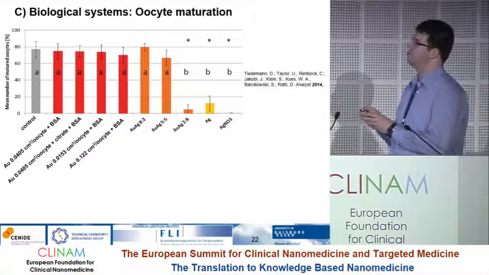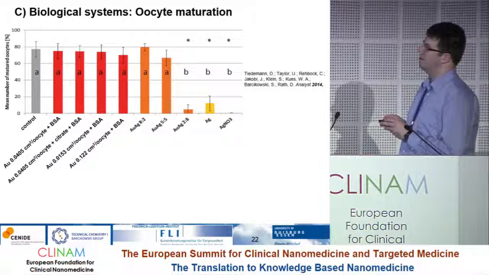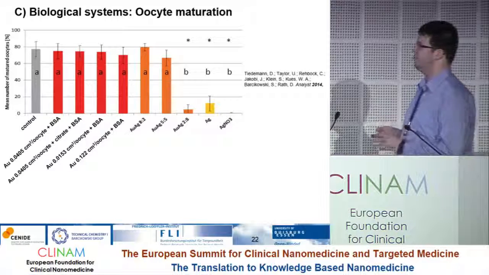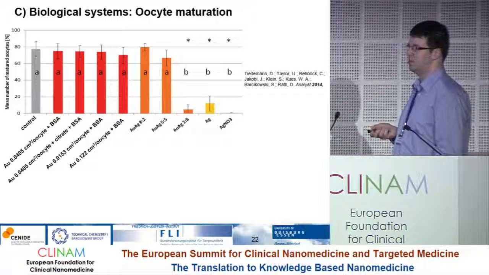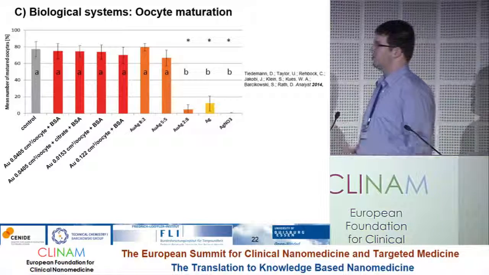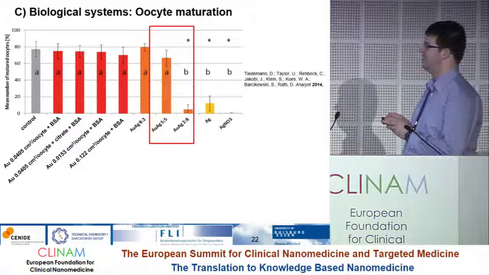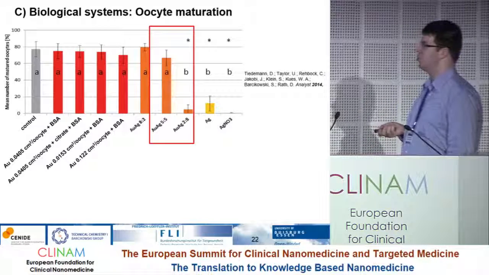Here are some results which we obtained. We changed the coating of gold nanoparticles. We added either only BSA or citrate and BSA. We also changed the surface dose, increased it, and we found no impact of the gold nanoparticles on our oocyte maturation. The only effects we found were when we added some silver to make silver-gold alloy nanoparticles, and we found a toxic effect, probably due to ion release.